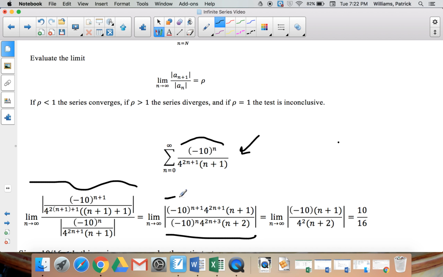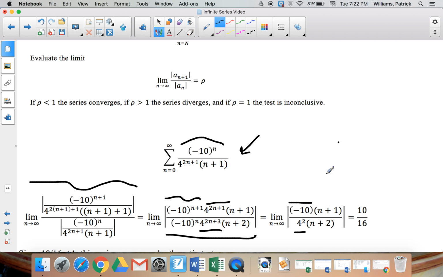So first of all, we have a negative 10 to the n plus 1 over negative 10 to the n. That will just give us negative 10. Next, we have 4 to the 2n plus 1 over 4 to the 2n plus 3. That's just going to give us 1 over 4 squared. And then n plus 1 over n plus 2, we can't do anything about that. That just stays the way it is.